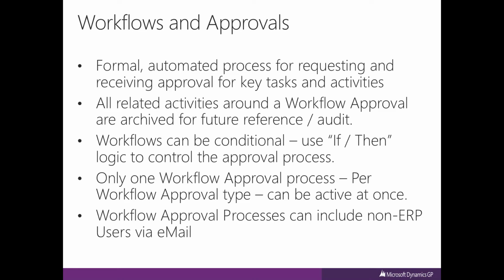With one restriction, we have multiple workflow approval types, but you can only have one workflow approval process type active at once. So I could have a basic AP and a sophisticated AP, but I have to choose which one I'm going to operate currently. Workflow approval processes can also have non-GP users included in the process, and they can receive notifications and alerts via email. They do need to be part of your Active Directory setup. So that's how I'm going to identify within the system who's going to receive the emails, is by looking them up inside Active Directory.